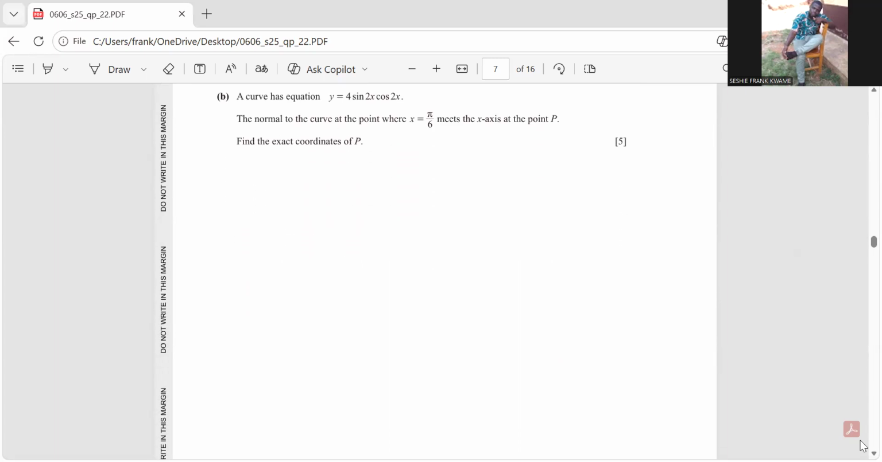Now 4B, we are going to look at the curve. The normal to the curve at point x equals pi on 6 meets the x-axis at point P. So let's find the normal to the curve at point x is pi on 6. If x is pi on 6, what will be y?